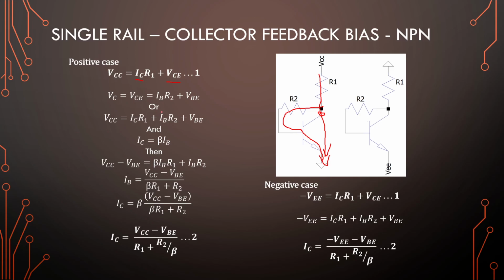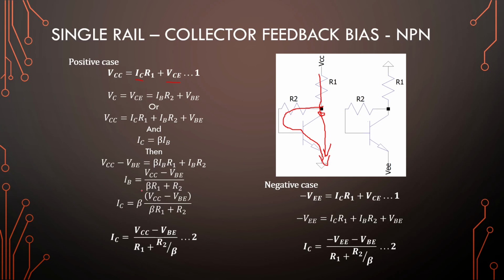Next, we used this third equation here to find our collector current. So VCC is IC R1 plus IB R2 plus VBE. If we get IB alone, we need to plug this in here, and we end up with VCC minus VBE over beta times R1 plus R2.